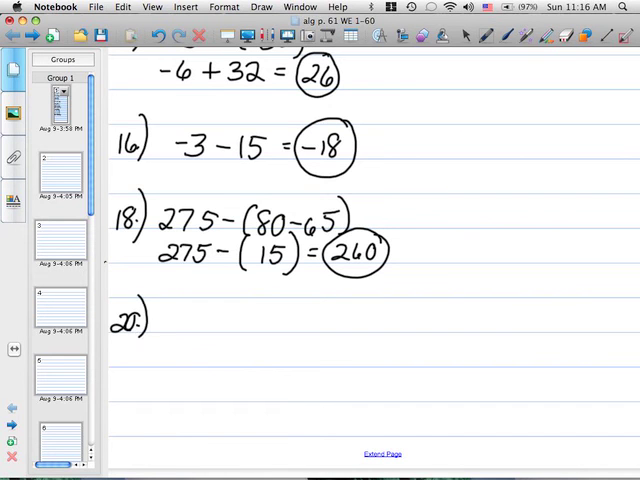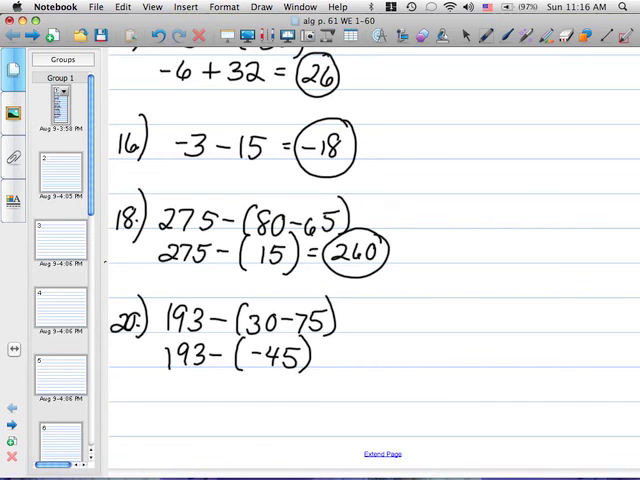18, I have 275 minus the quantity 80 minus 65. Copy the problem down. So we're going to work out what's in the parentheses since they're numbers. 80 take away 65 is 15. And now we just subtract. Signs are the same, so we get 260.